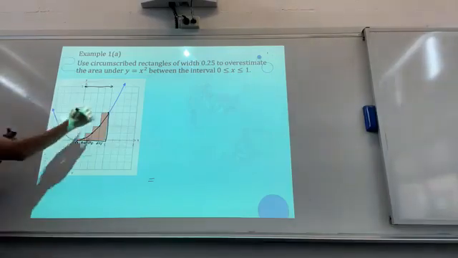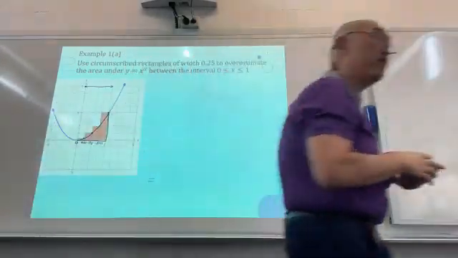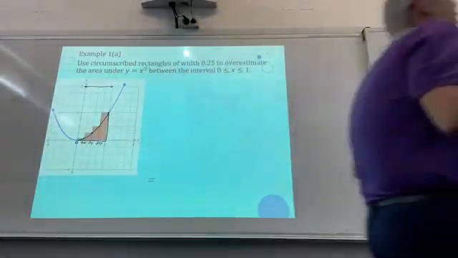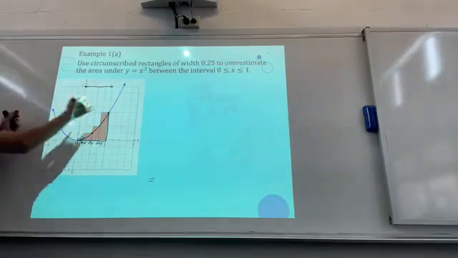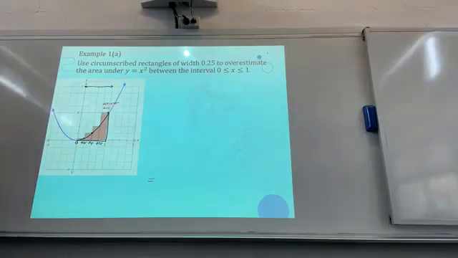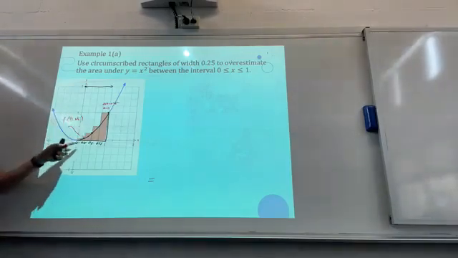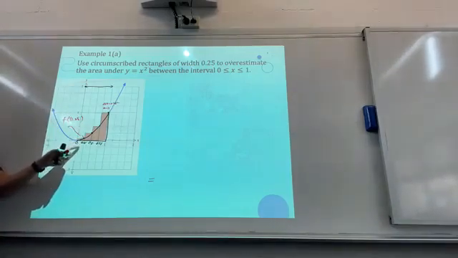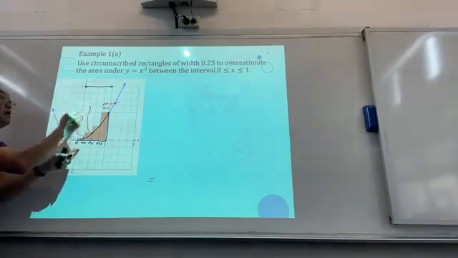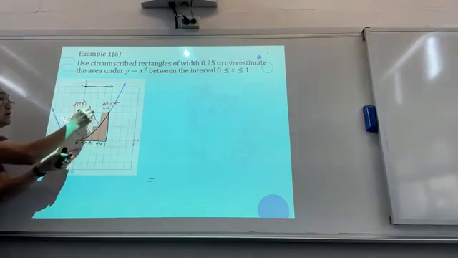So now you've got 4 distinct points, correct? And you've got 4 rectangles. And each rectangle, the width, delta x is 0.25. Yeah? Agree? So this point here is f of 0.25. Yeah, got it? Do you agree with me? And this point here is f of 0.5, and this point here is f of 0.75.